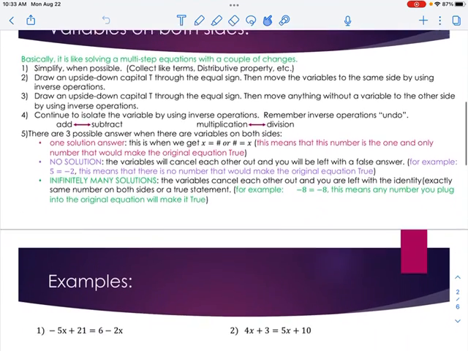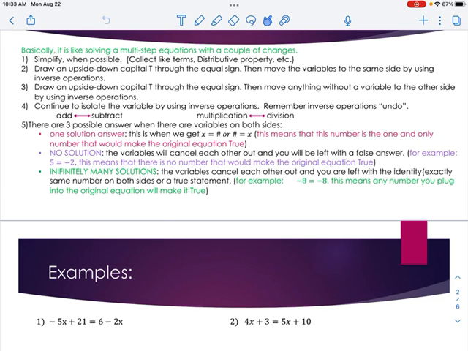Now, one of the major changes to this is what kind of solutions or answers we could get. Okay, so whenever we see variables on both sides of an equation, then what that means is we could get one of any of these three special solutions. Okay, so let's talk about what those solutions are.